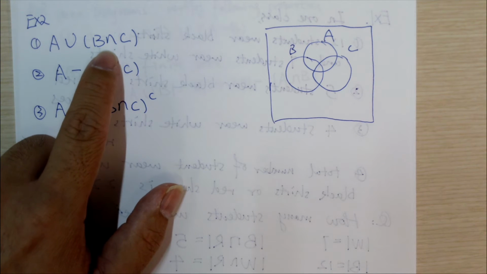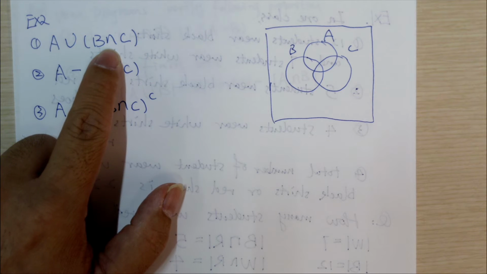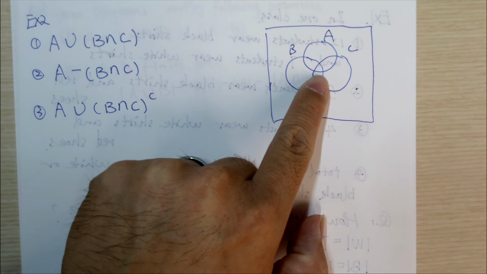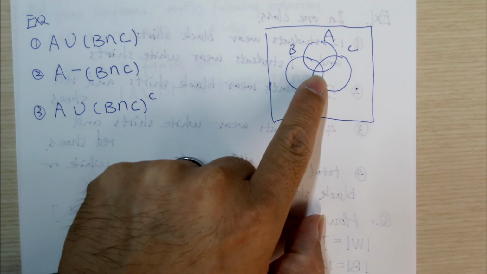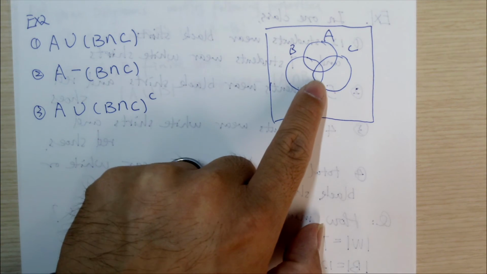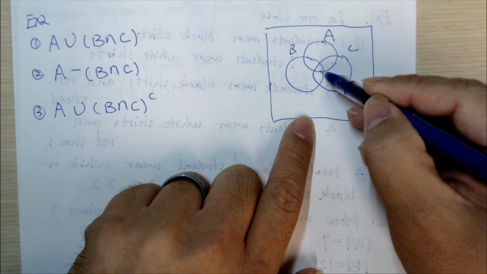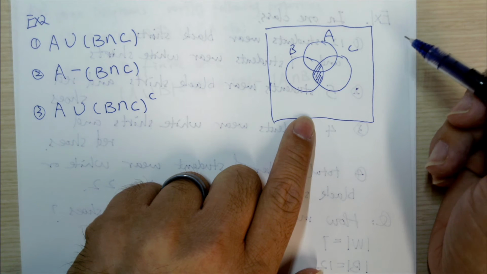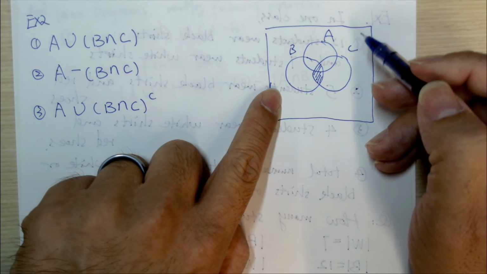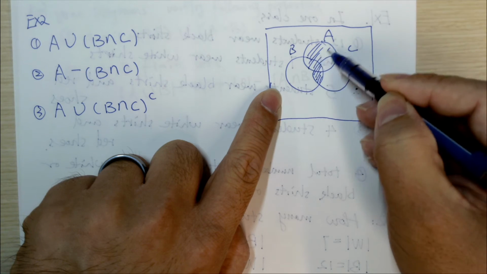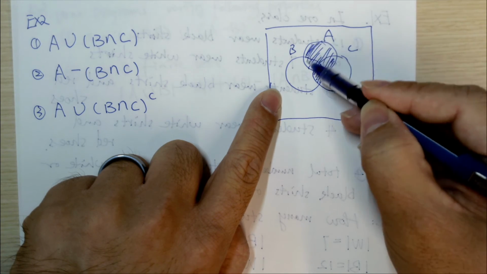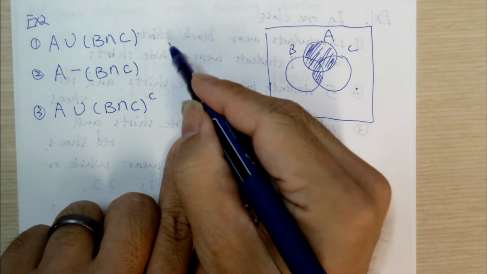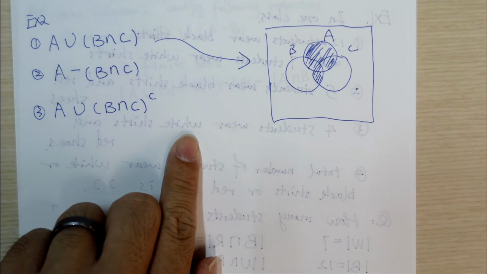B intersect C, it's this part, right? It's this part. So B intersect C, it's these pieces. And then if we have a union with that, so do you agree? This part stands for this, okay?